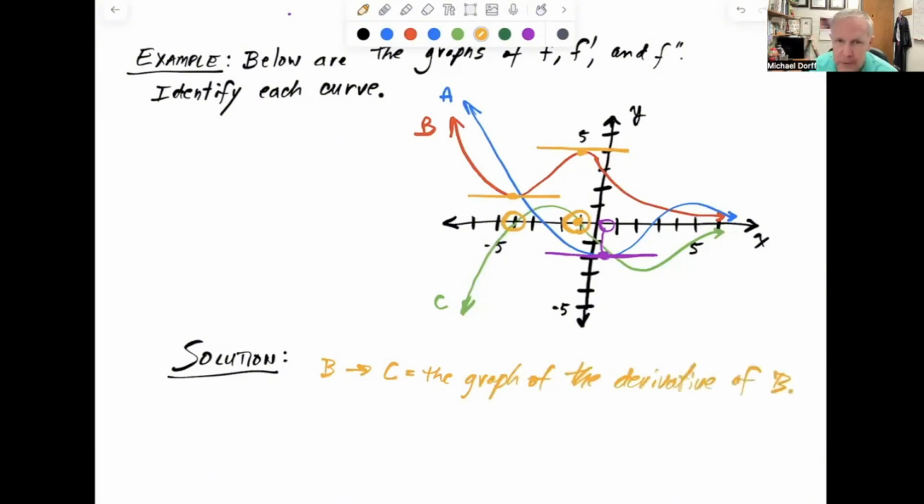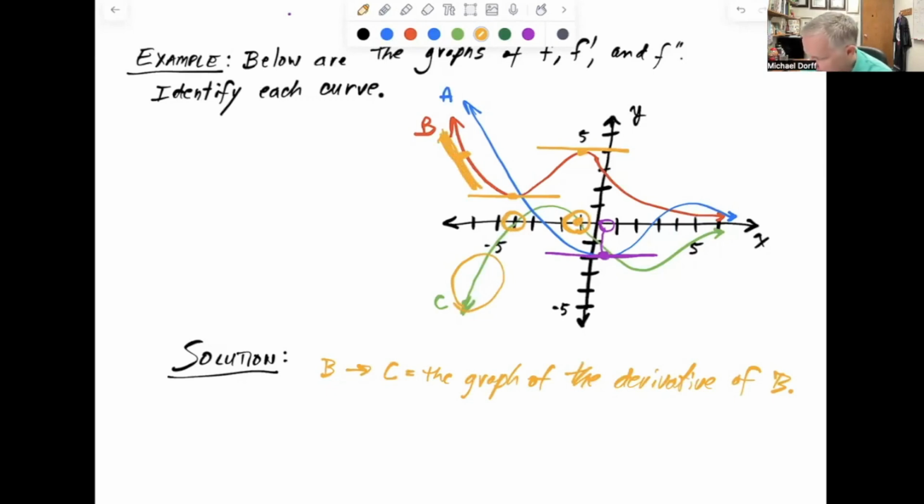And we can check this further by looking at some more tangent lines of B. So if I take a point here, like at about -6, and draw the slope of the tangent line, the slope of that line is negative. And that corresponds with the green line being below the x-axis. Being below the x-axis means that the C values are negative, and that's what I get for the slope of the tangent line for the red line.